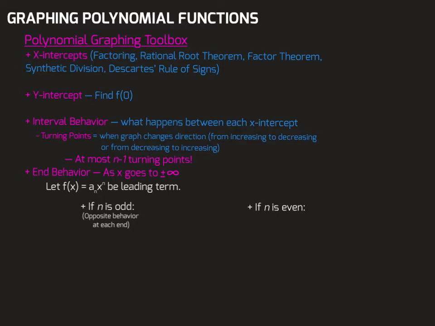Now, think about a function that you know where n is even. That's right, x squared is an example of when the leading term would be of even degree. What happens in a parabola? The parabola has the same behavior on each side. Either both sides go up or both sides go down. Now, in order to determine which behavior happens at each end, whether n is odd or even, we need to take a look at that leading coefficient, a sub n.